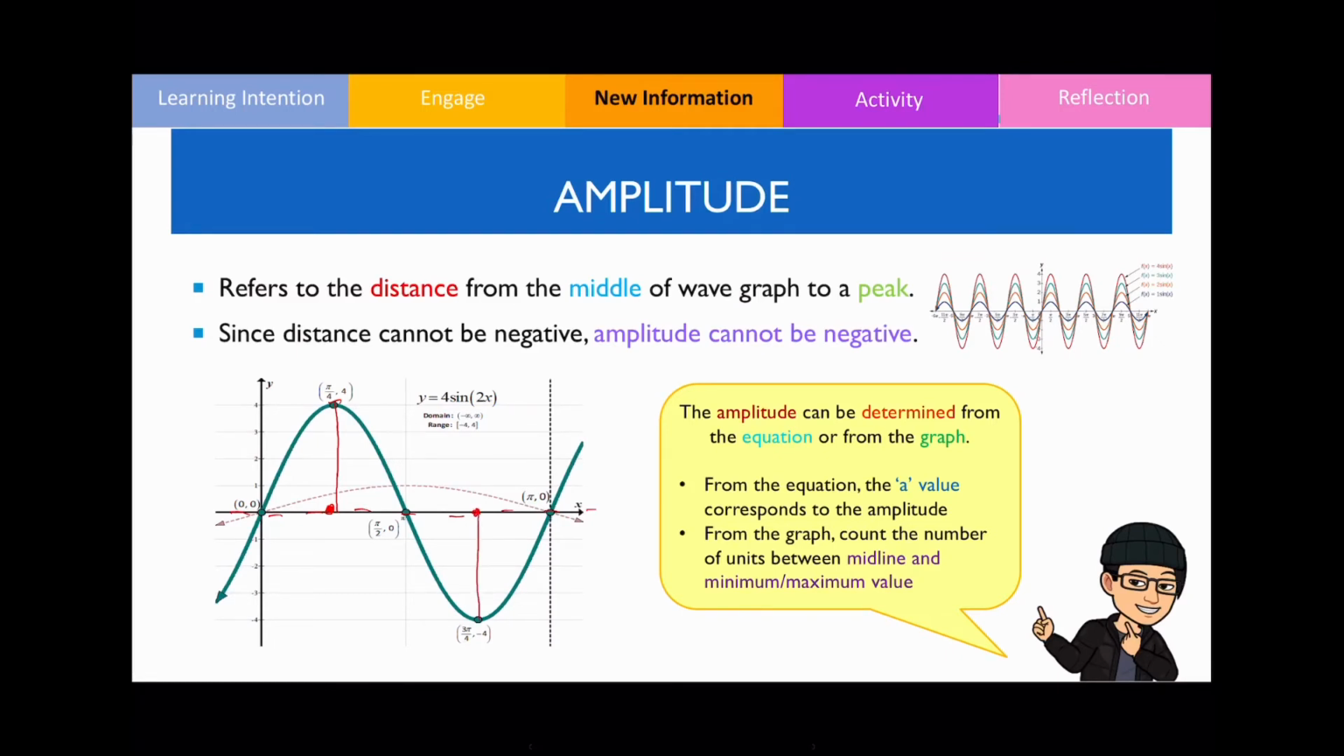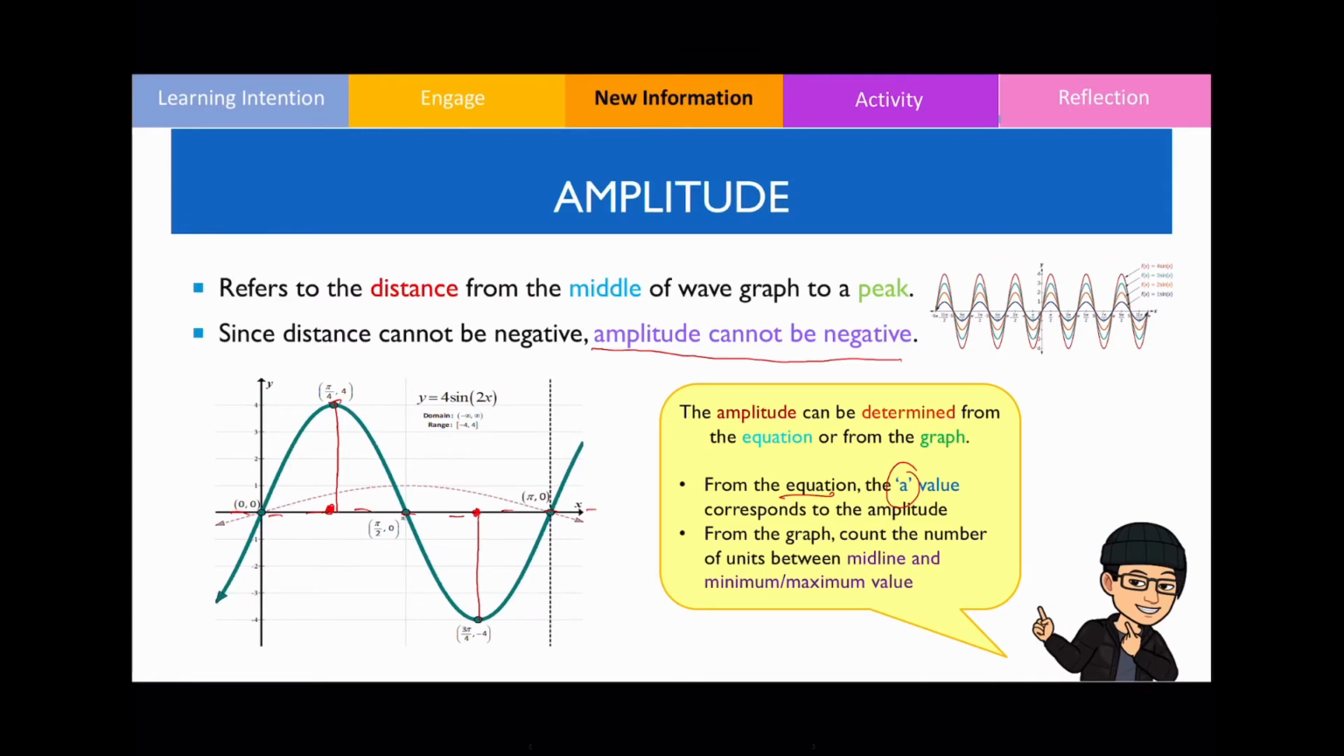And because distance cannot be a negative number, when the question asks you what the net amplitude is, it's always going to be a positive value, okay? Now, you can actually find the amplitude of a circular function in two different ways, depending on whether they give you an equation or a graph. If they do give you an equation, obviously the A value, the value in front of sine or cosine, is going to tell you what the amplitude is, okay?